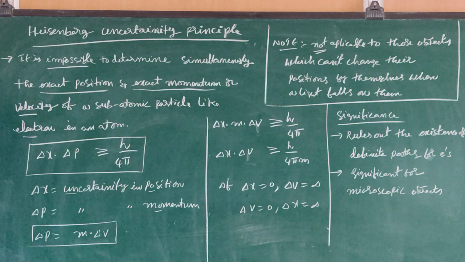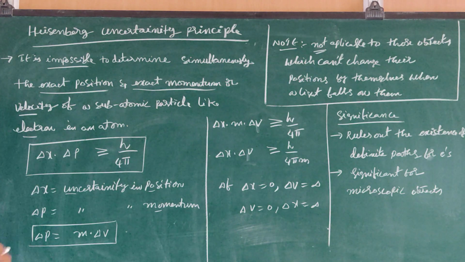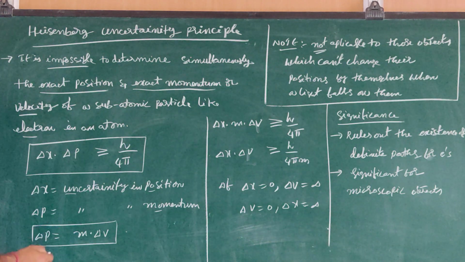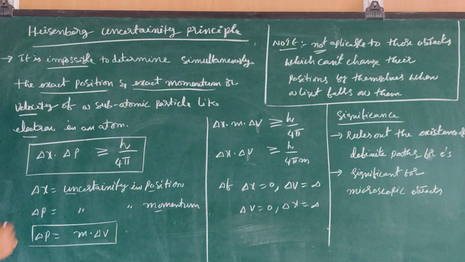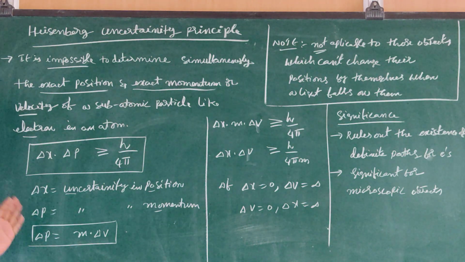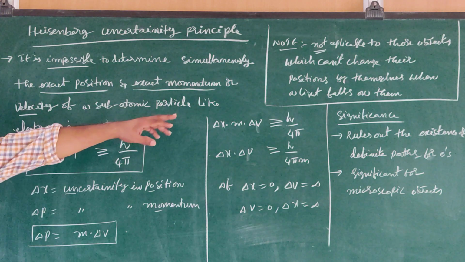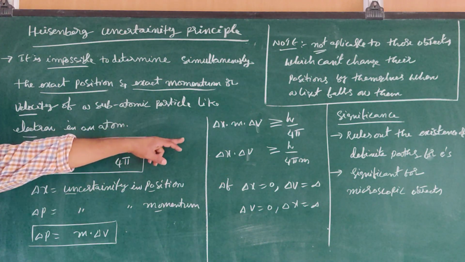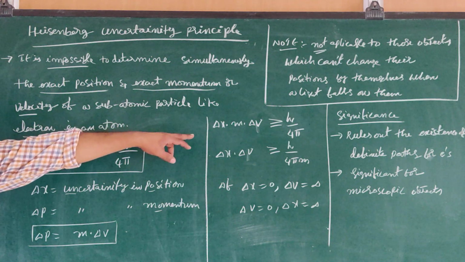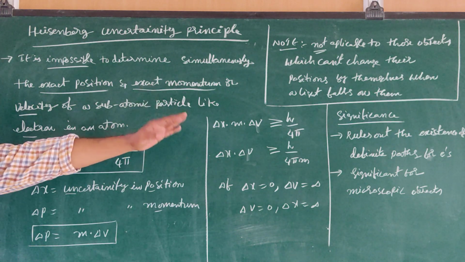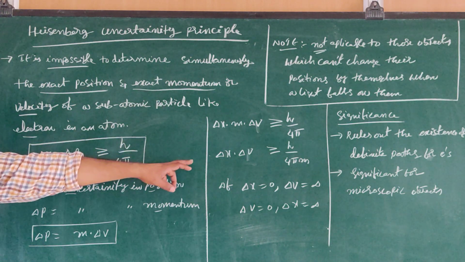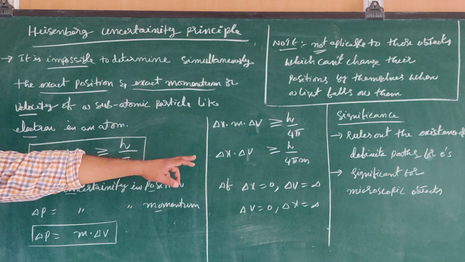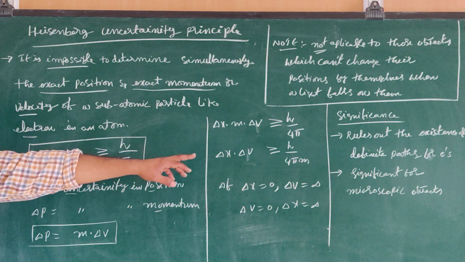p represents momentum, means p is equal to mass into velocity. So delta p is equal to m into delta v. If we substitute delta p value here, then delta x into m into delta v is greater than or equal to h by 4 pi. Then we can write like this: delta x into delta v is greater than or equal to h by 4 pi.